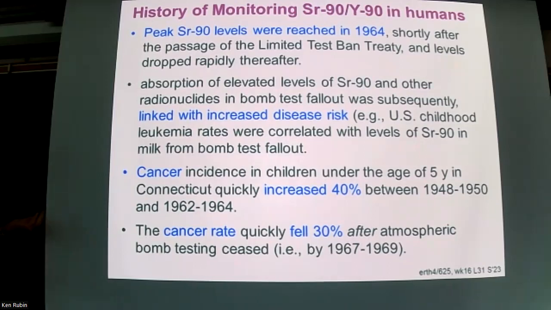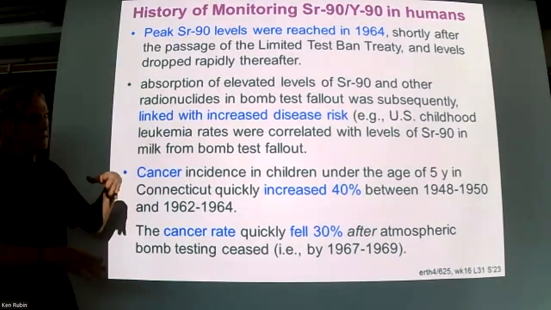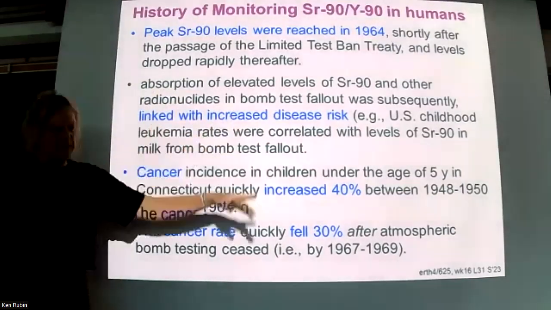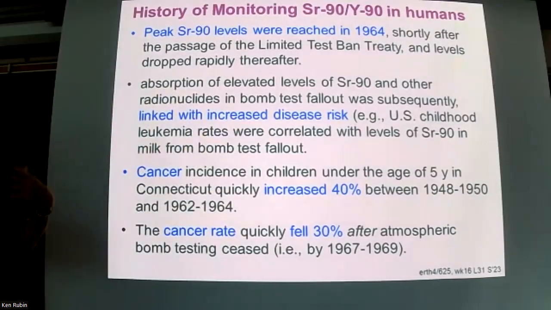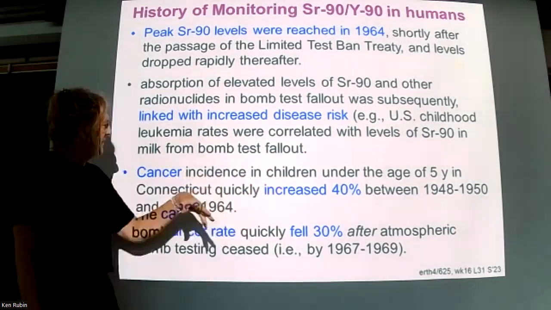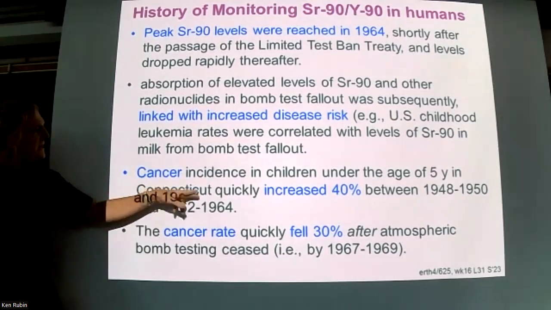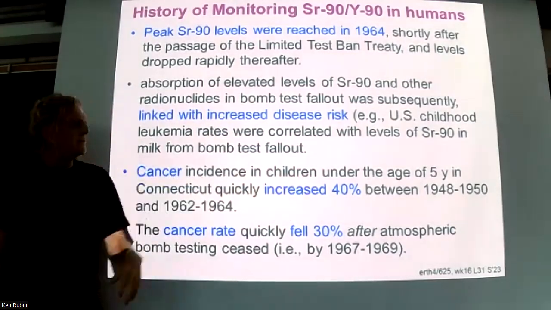But unfortunately, the damage was already done. There was a whole generation of kids that had very high increased disease risk because of this injection of strontium and the fact that they were drinking so much children's milk. And so cancer incidence in children under the age of 5 in various places, for instance, there was a study in Connecticut, increased 40% between 1948 and 1950.